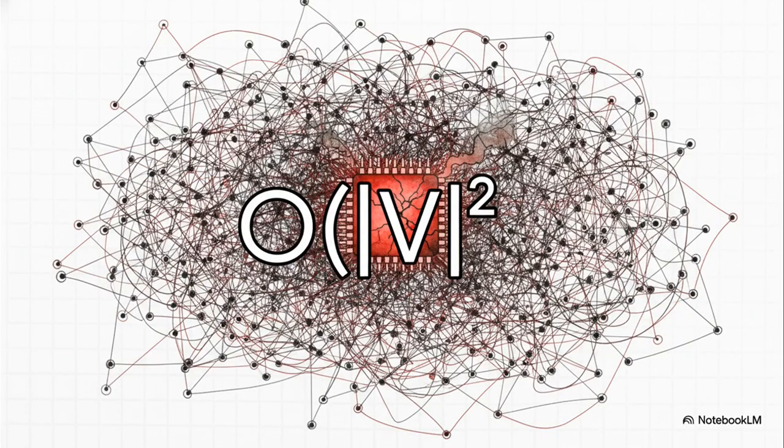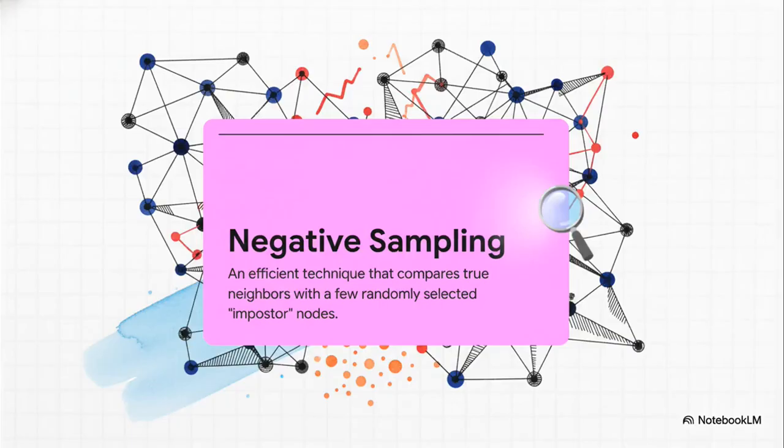Now that last step, the optimization, comes with a big challenge. If you were to do it in the most straightforward way, you'd have to compare every node with every single other node in the network for each training step. For any reasonably sized graph, that becomes computationally impossible. We're talking about a complexity that scales with the square of the number of nodes. It gets slow fast. To get around that, we use a smart trick called negative sampling.